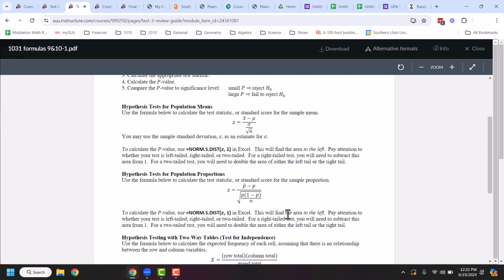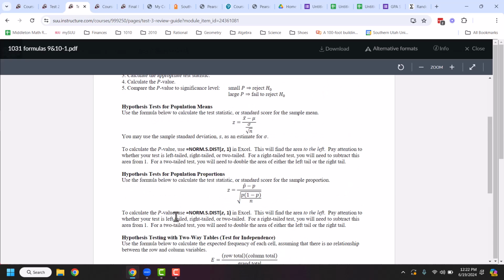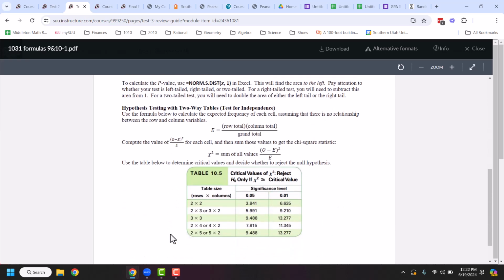And I shouldn't say disprove. I would say that you reject the null hypothesis, which means that you have evidence to suggest that the null hypothesis is not true, in which case you can say that there is evidence to support the alternative hypothesis. So those are those two types of hypothesis tests.